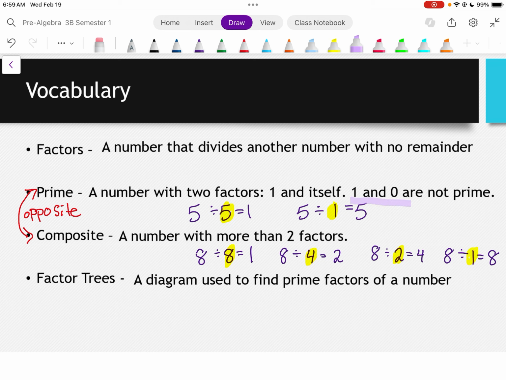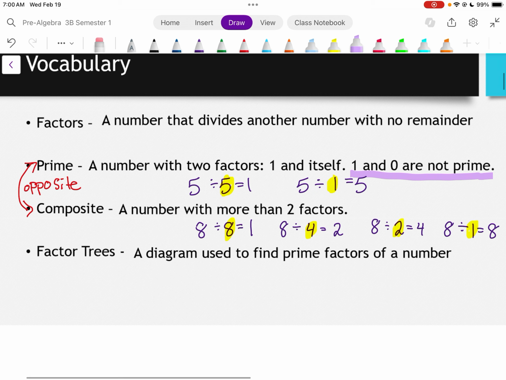Some special cases, 1 and 0, those are not prime numbers. 1 is only divisible by 1, and then 0, we can technically divide 0 by anything because 0 split into any number of groups is going to be 0. So those are not considered prime numbers.